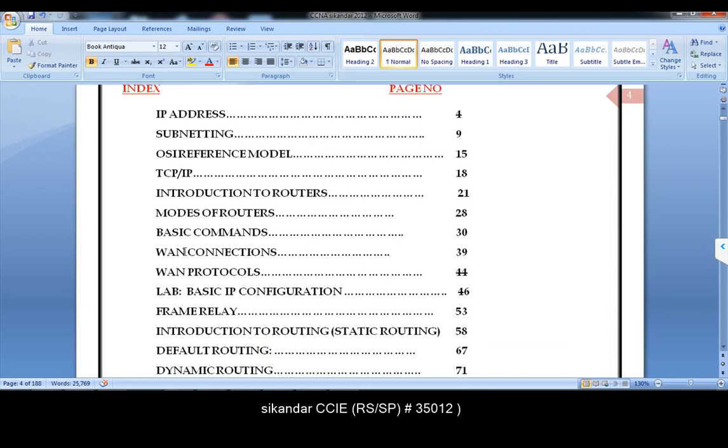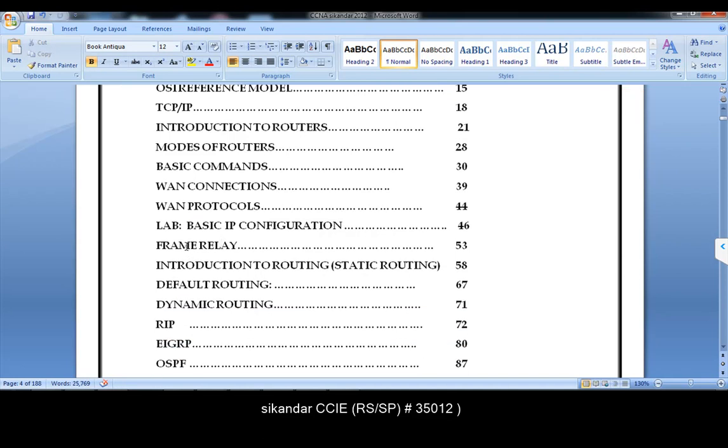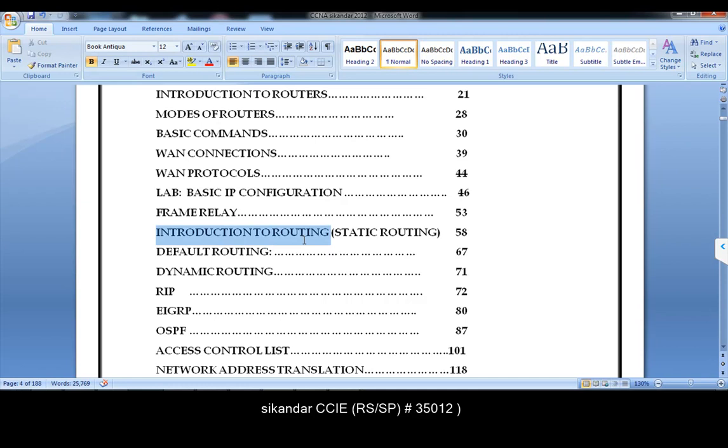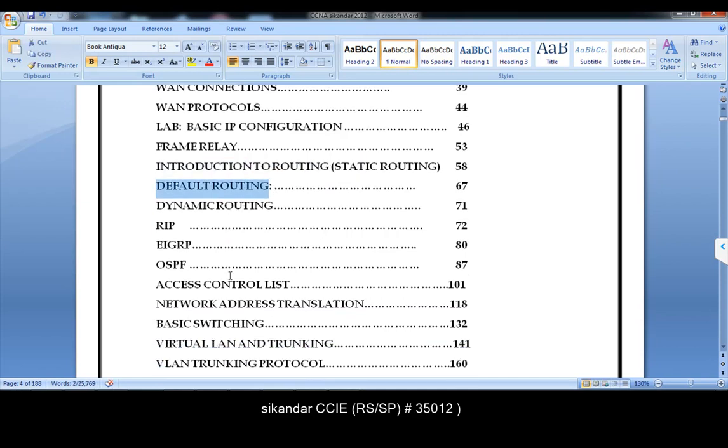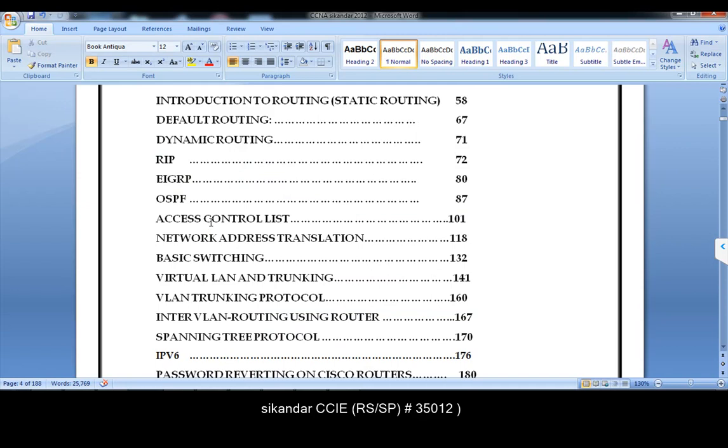Once we understand the different types of WAN connections and the different types of technologies which can be used for providing them, next we get into some basic IP address configurations, and then frame relay, introduction to routing. The main part starts here where we see routing, and then static routing, dynamic routing, default routing. Again, in dynamic, there are RIP, EIGRP, OSPF protocols. We'll see more detail on that, and then access lists, network address translation.